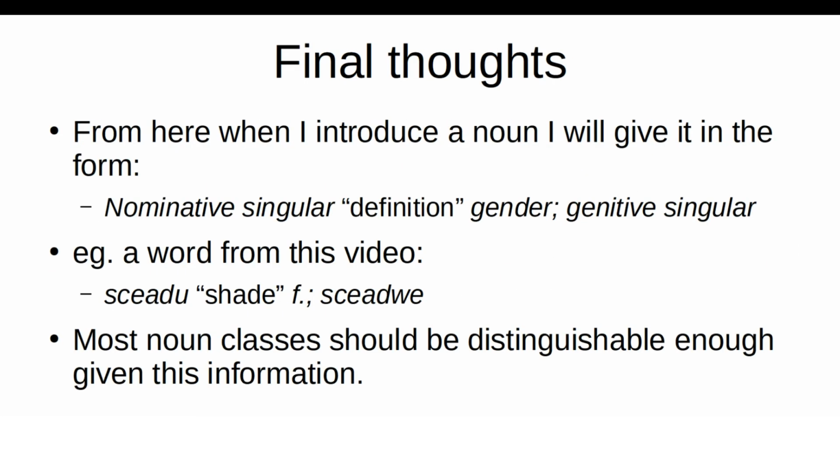So the way that I'm going to fix that is the same way that Latin grammar books and other language grammar books will fix that. They will give multiple forms so that you can extrapolate the rest from them. That will be in the form nominative singular, definition, gender, genitive singular. For example, the word shadu would be written like this: shadu, shade, feminine, shadwe. Most noun classes should be distinguishable enough given that information. There are still a few outlier cases, like umlaut plurals. I'd have to write the plural because the genitive looks the same as a regular noun. But for the most part, that's pretty good.